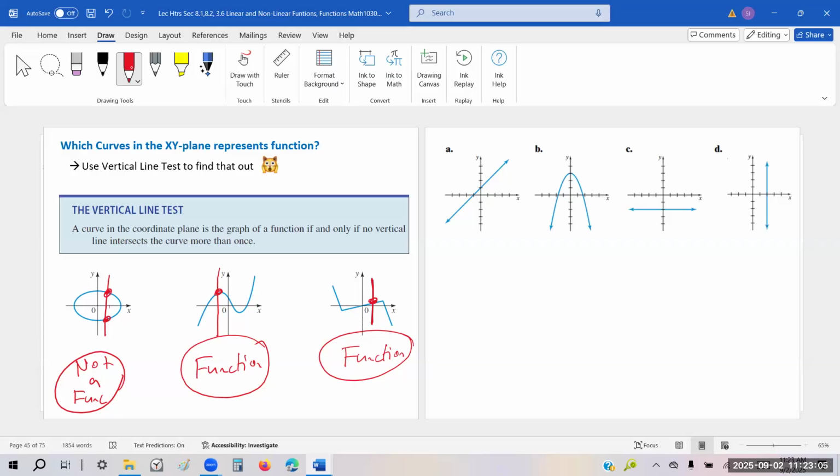We're doing the vertical line. Okay, go ahead. Volunteer number 1. A. It's a function. You can do the vertical line anywhere. It passes once. Perfect. Next volunteer. It's a function. How do you know? You do the vertical line anywhere and it crosses only once. Go ahead, next one. Yes. You draw, you intersect once. Go ahead.